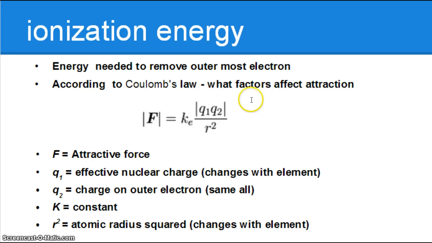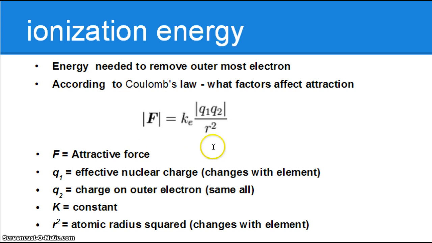And let's talk about this equation and how it relates to the atom. So the F stands for the force, or the energy needed to remove the electron, and that is based on this, which is just a constant, times Q1 Q2 over R squared. So what is Q1? Q1 is the effective nuclear charge, which we talked about in the last lesson, and this can change depending on the element involved. Q2 is the charge of the outermost electron, and that's the same for all atoms. Electrons have the same charge. K is a constant, as I mentioned, and R squared is the atomic radius squared.